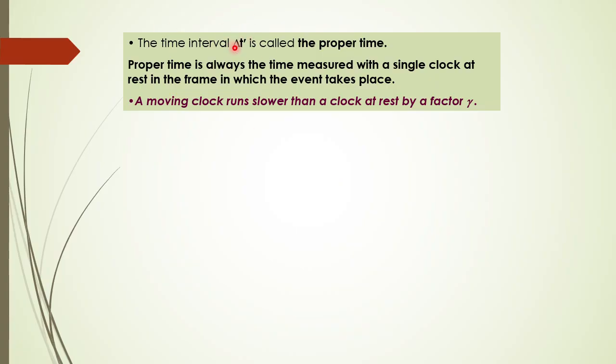So delta t prime, right? Remember that delta t prime is actually the time measured by the object that is moving. We call this the proper time. Proper time is always measured in the frame of reference at rest in which an event takes place. So a moving clock runs slower than the clock at rest by a factor of gamma. So that's your Lorentz factor.